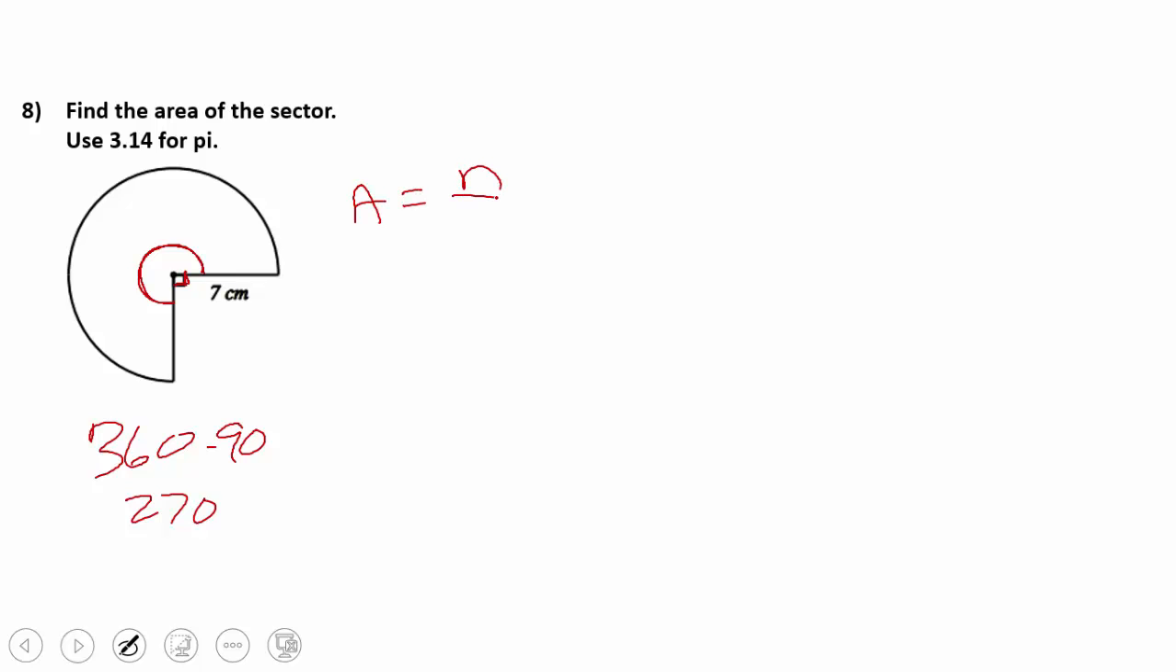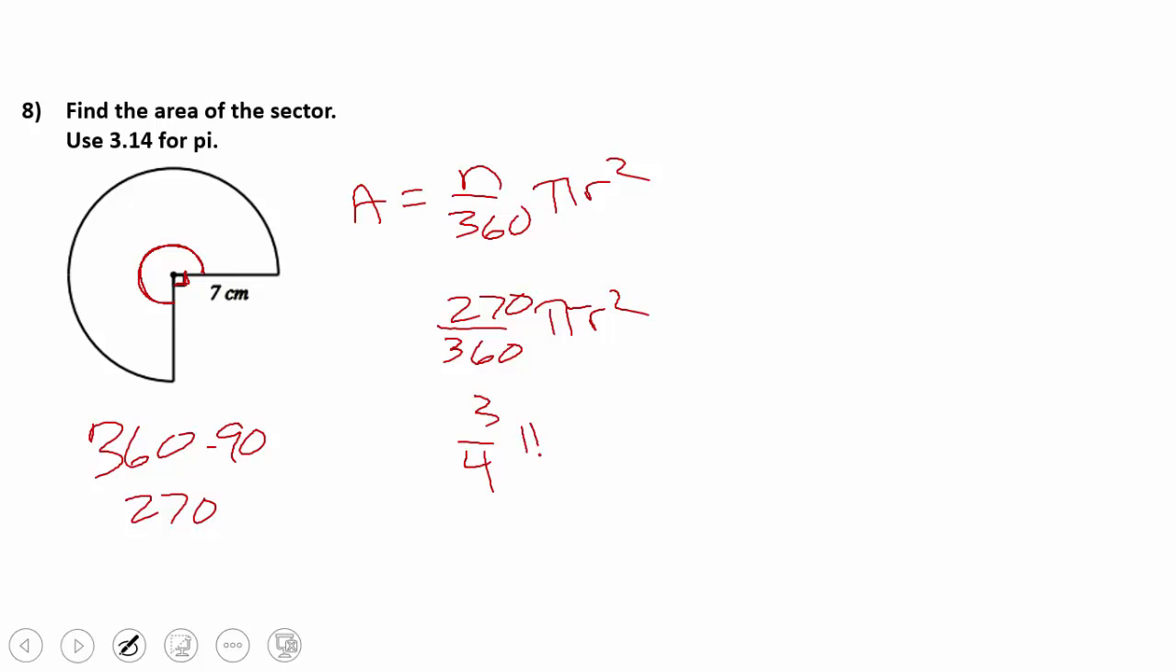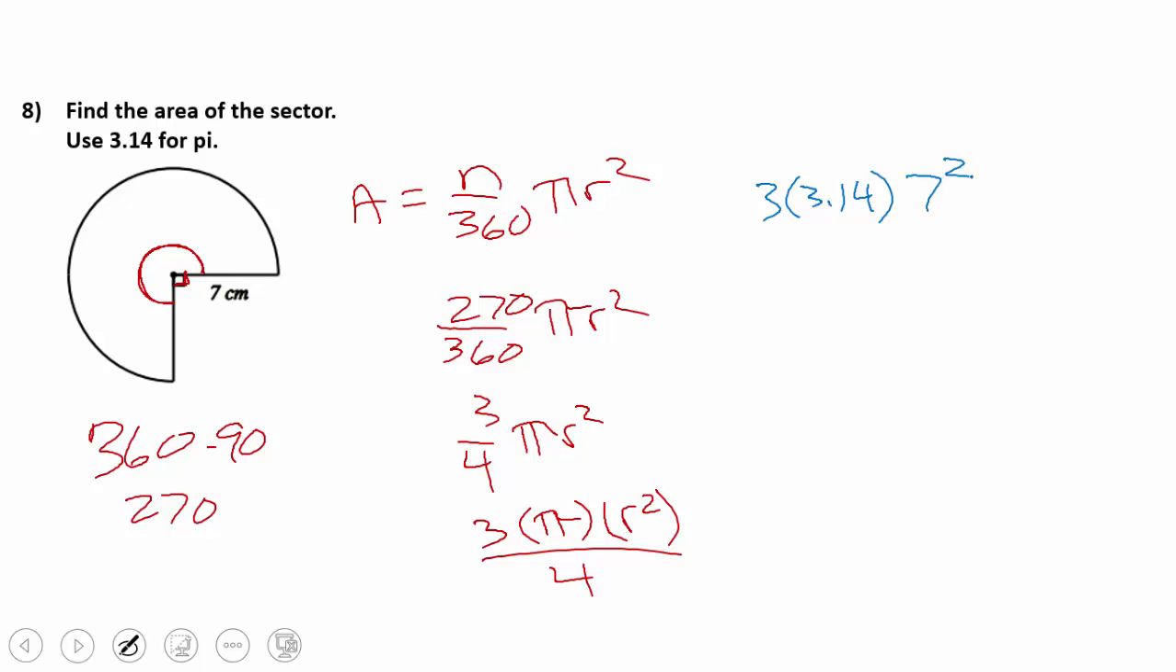So I'm using my formula. Area is equal to n divided by 360 times pi r squared. My number of degrees is 270 over 360 pi r squared. And that just happens to be 3 over 4 pi r squared, which gives me 3 times pi times the radius squared divided by 4. Let's plug in all the numbers and make it happen. 3 times 3.14 times the radius, which is 7, and I'm going to square it.